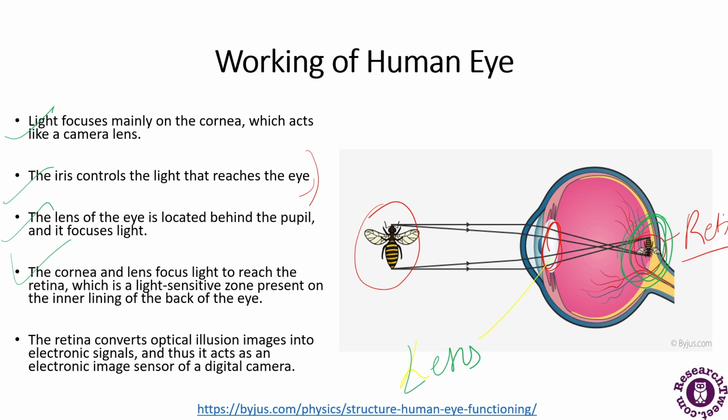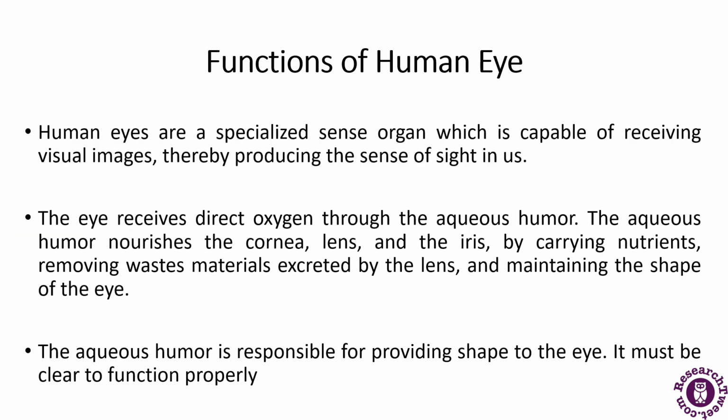So the image that has been formed here will go through the optic nerves to the brain, and there will be a sense of sight which we see. The images we see are in the straight form, but in the retina they are formed in the opposite form. Now, what are the functions of the eye?